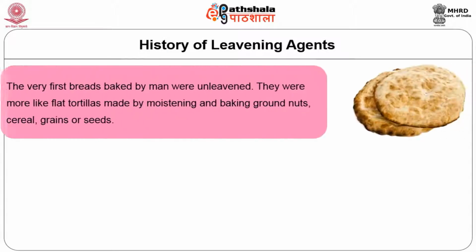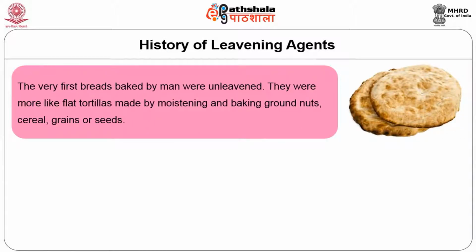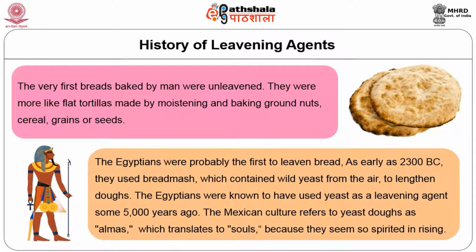The very first breads were unleavened. They were more like flat tortillas made by moistening and baking groundnuts, cereals, grains or seeds. The Egyptians were probably the first to leaven bread.